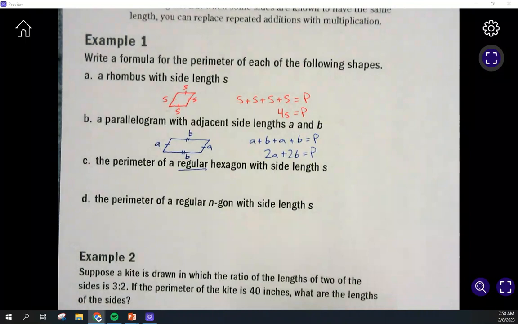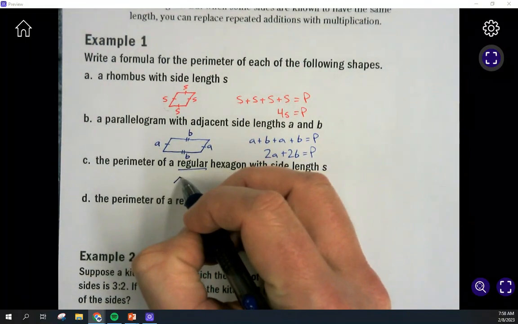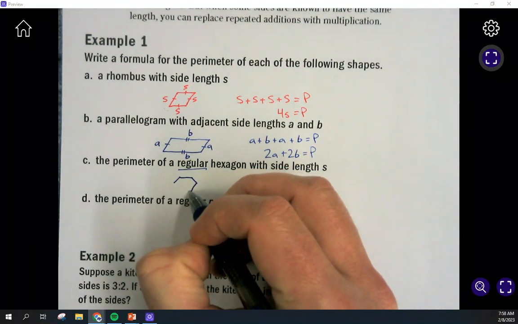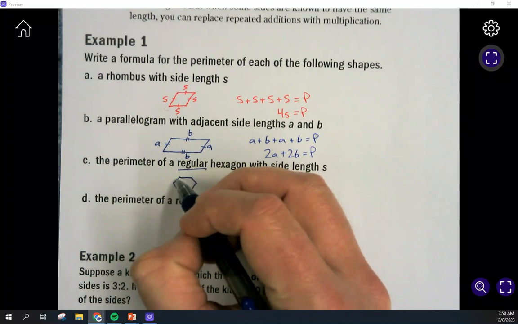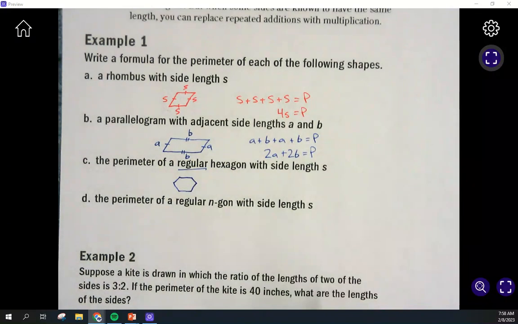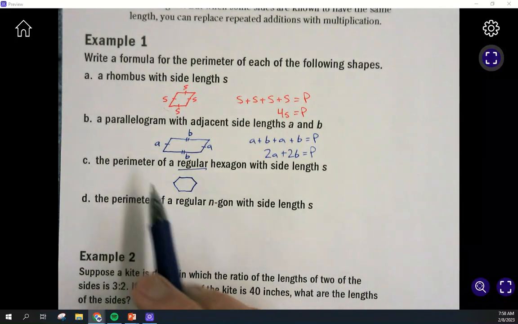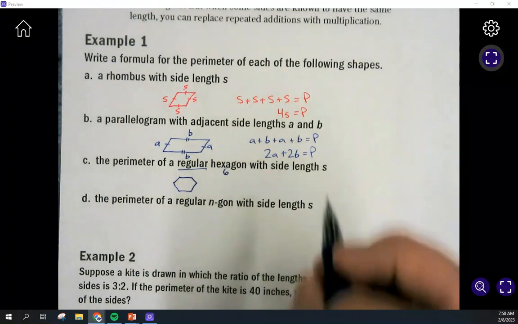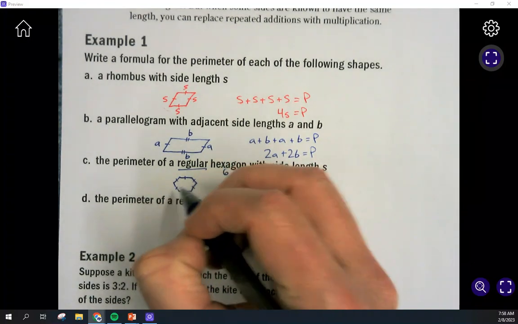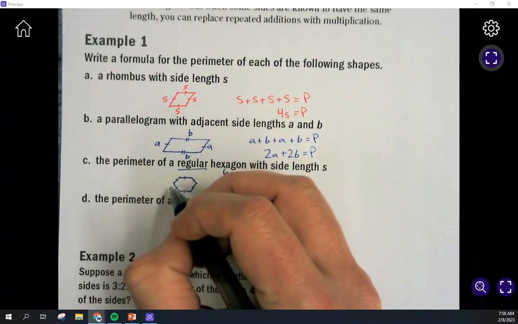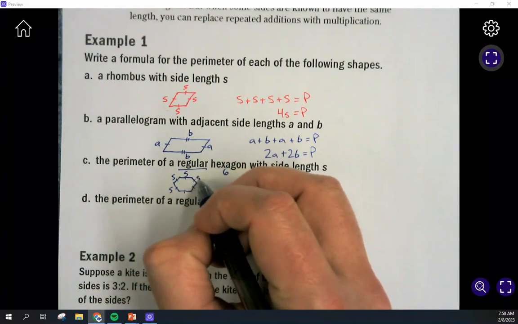So regular means all the sides are the same. Hexagon is 6 sides. It looks like this. Think of your line of symmetry down the middle. You're going to have 3 sides on each side of that to add up to a total of 6. Hexagon is 6. If it's regular, all the sides are the same. And we're going to call them all S here in this problem.